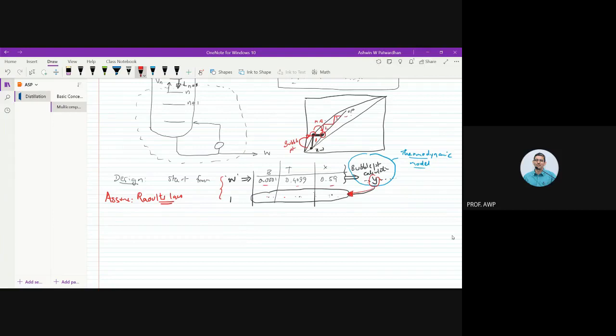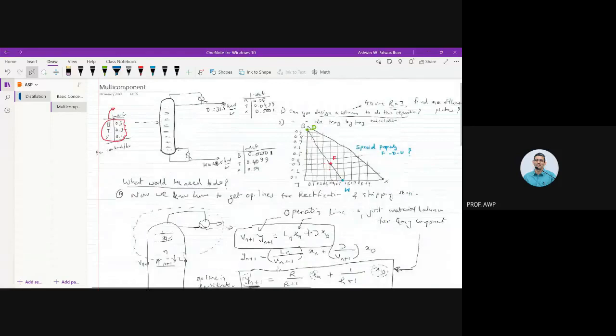Isn't it? Can you do it now? You have Excel with you. Take the Antoine equation, do a Google search for Antoine constants for benzene, Antoine constants for toluene, Antoine constants for xylene. Can you do the calculations? Yes, sir. Then what I want you to do is plot these compositions on this ternary diagram.